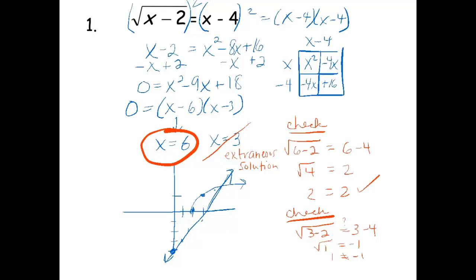The quick explanation of, well, why did you get an extra answer? Notice that you started with a square root equation, but you wound up solving a quadratic equation. Quadratic equations always have two answers. Radical equations don't. Okay, so that's why. Let's do another one for practice.